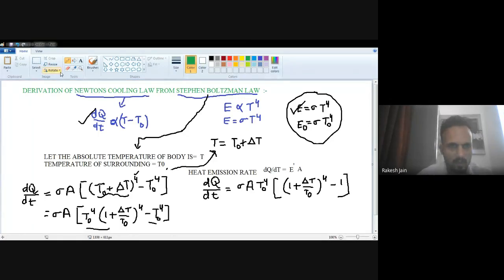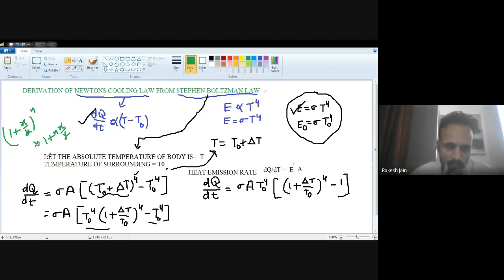You know the mathematical rule, I just write down here that, let's suppose I have (1 + x/y) raised to the power n, and if this ΔT upon T0, or we can say x upon y, is very small, and it has a large power, then it will be equal to 1 + nx/y. This is the basic rule. When there will be a negligible effect of this x upon y, we can ignore this and directly multiply by the power.